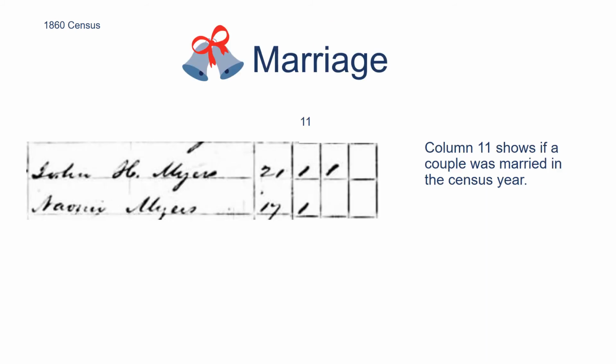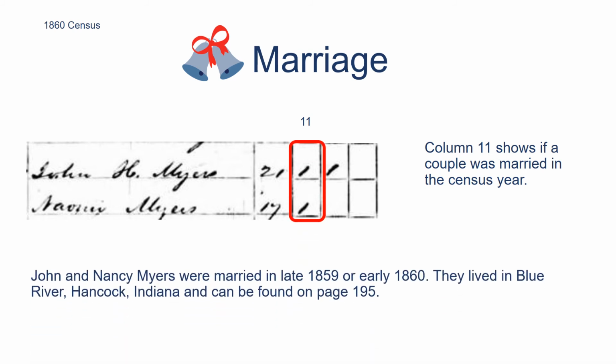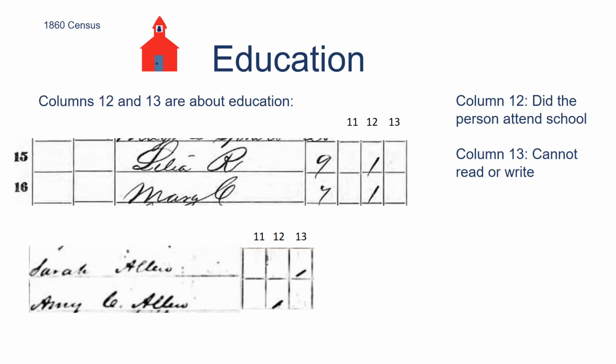Marriage. Column 11 shows if a couple was married in the census year. John and Nancy Myers were married in late 1859 or early 1860. They lived in Blue River, Hancock, Indiana, and can be found on page 195.